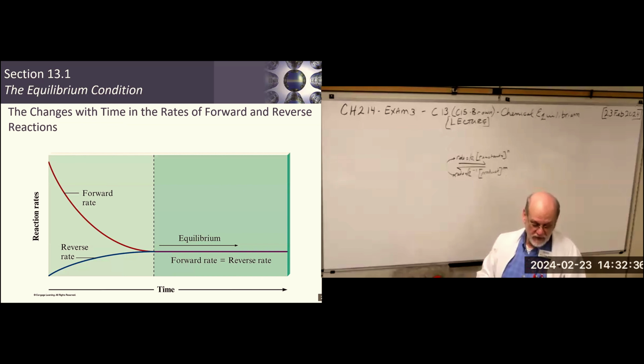We can look at it this way on that graph. The forward rate of one reaction is in the red line, and that rate is dropping. And the rate of the reverse reaction is increasing until they meet. And then both rates are the same.